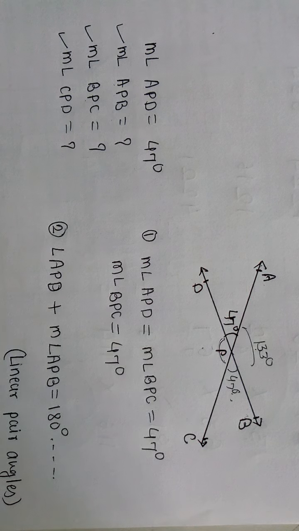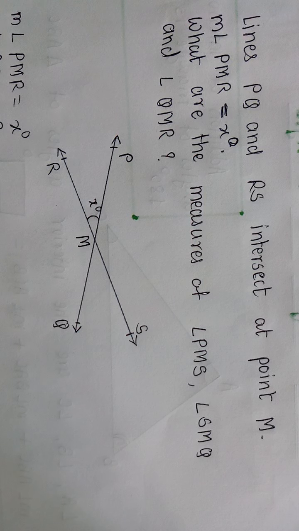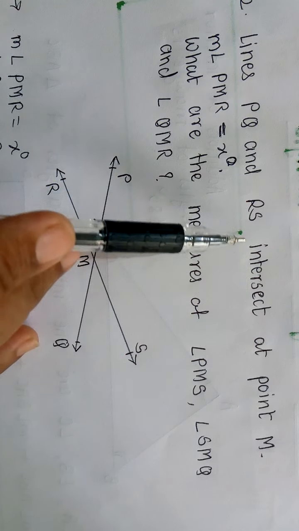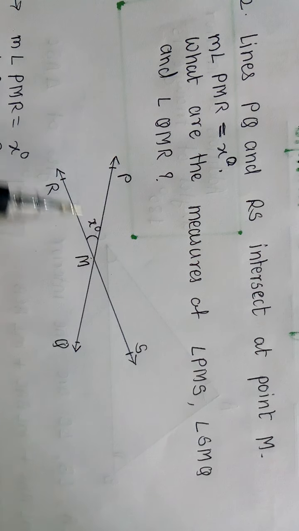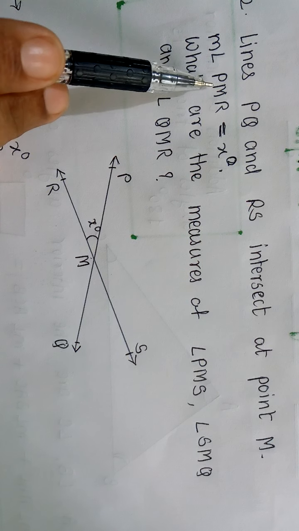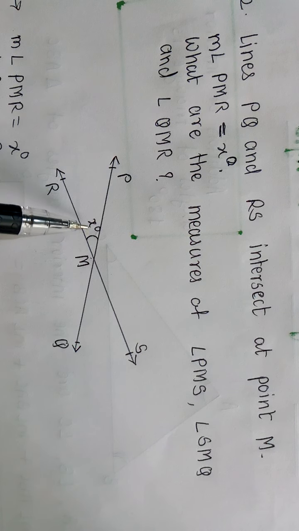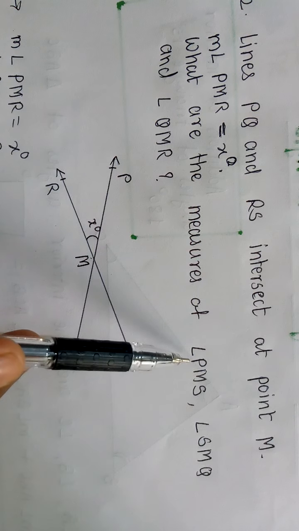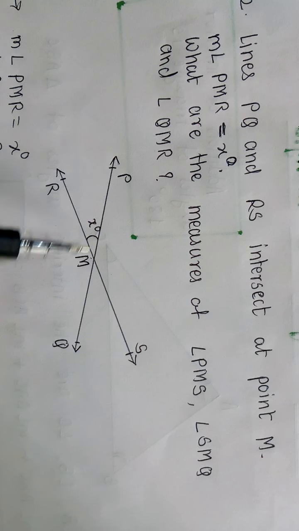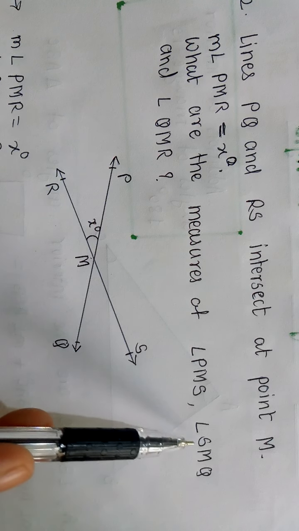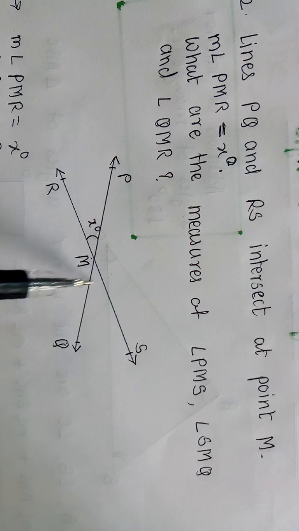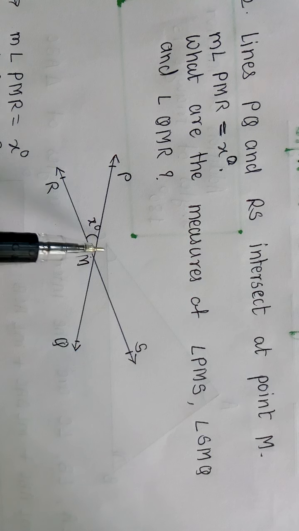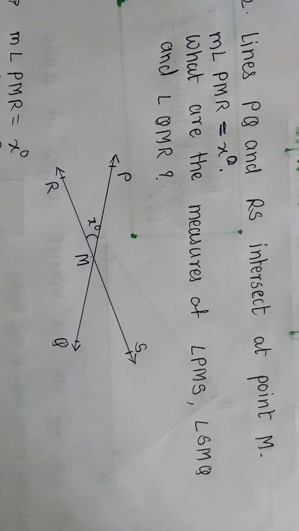This is CPD. Now we will see practice set 20, question number 2. Line PQ and line RS intersect at point M. Measure of angle PMR is x degrees. Then what are the measures of angle PMS? Means PMS, this angle. SMQ means this angle, and QMR means this angle. We have to find out the measurements of these three angles.